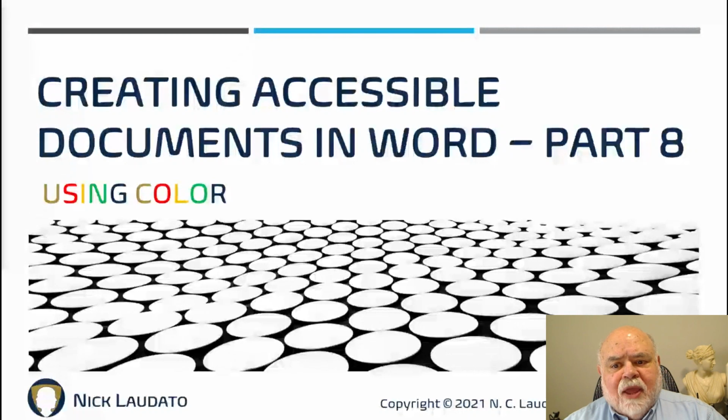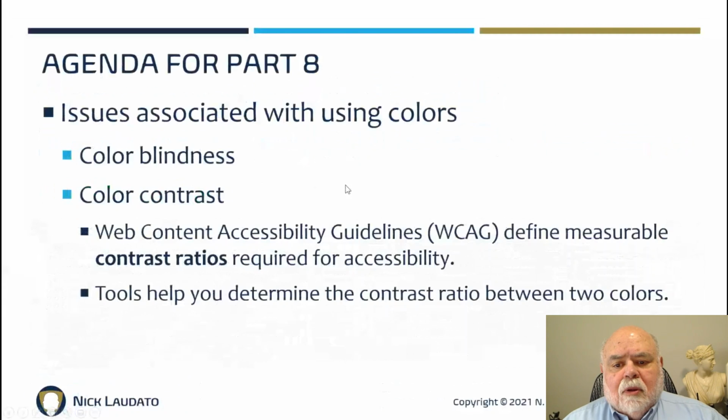The eighth part of the Creating Accessible Documents in Word series, this one on using color. Today we want to talk about some of the issues in color, namely color blindness, and really as a second part of the last episode on contrast, specifically regarding color. We'll talk about how to measure that contrast and some tools for determining the contrast ratio.